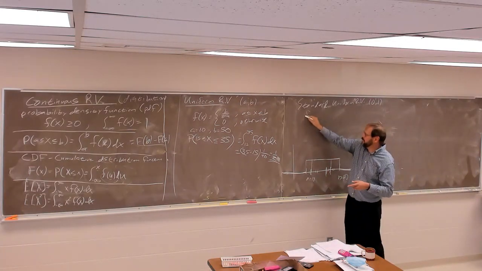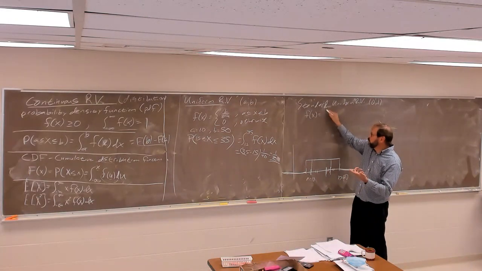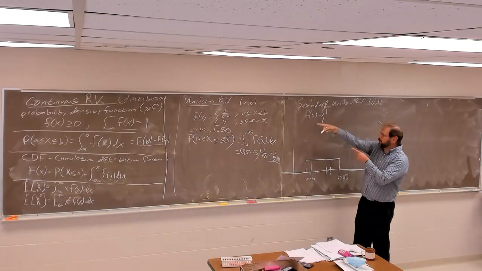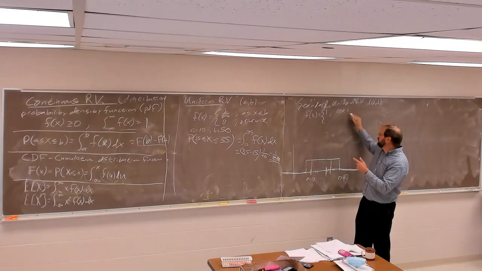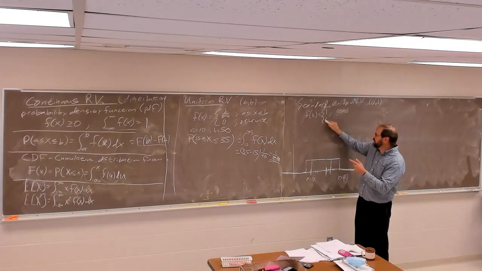So the probability density function for this would be 1, right? B minus A would be 1 when x is between 0 and 1. And it would be 0 otherwise.